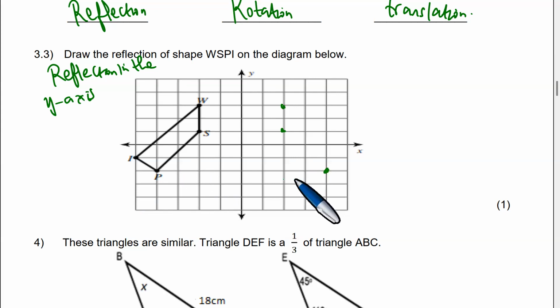Okay. And then here, you can count diagonally just one across. So you're going to have this here. And then you're going to have something like so. In which case, therefore, you're going to have W primed, S primed, T primed, I primed. So that will be the sort of shape you're going to get if you look at the reflection in the y-axis, or a reflection about the y-axis. Next.